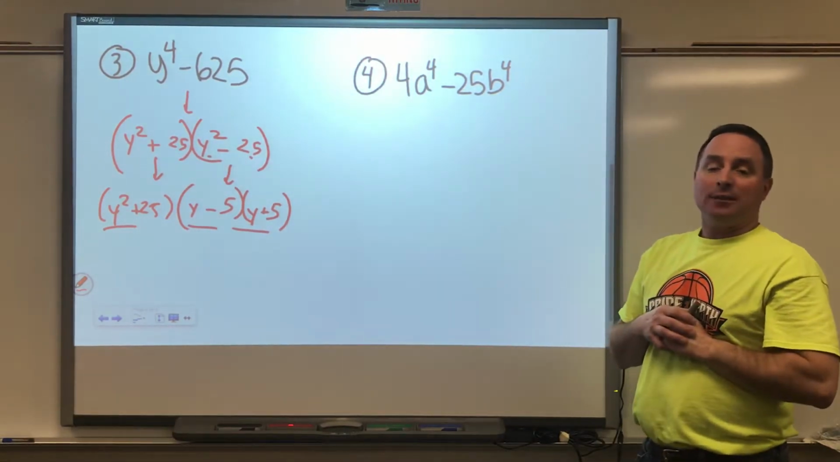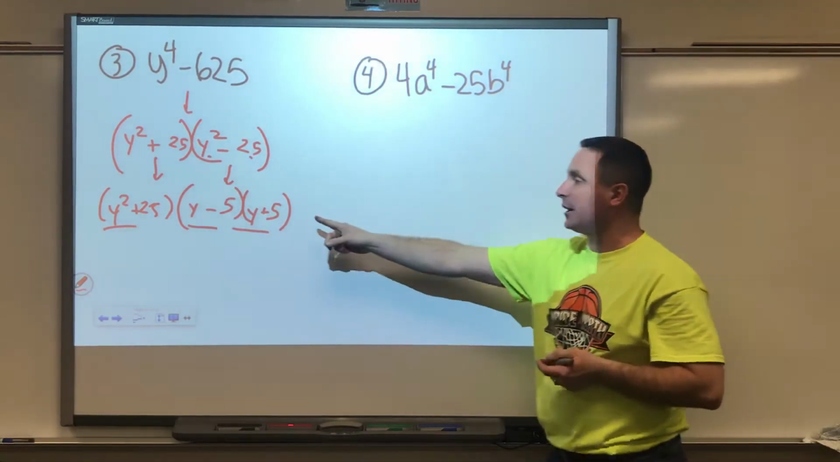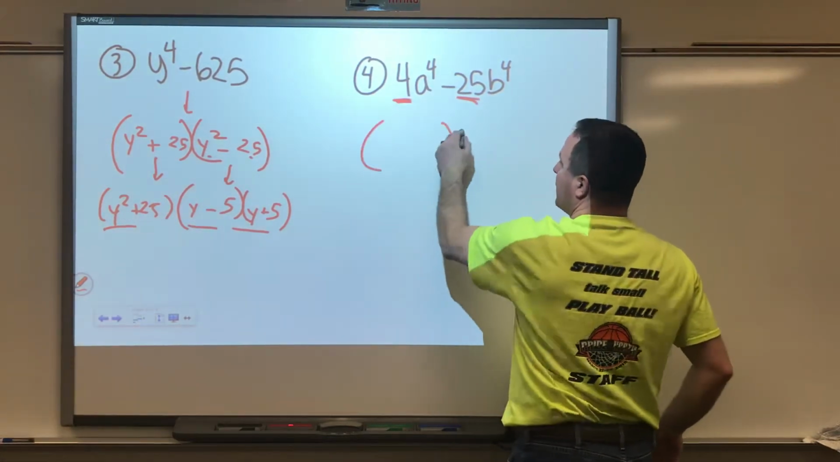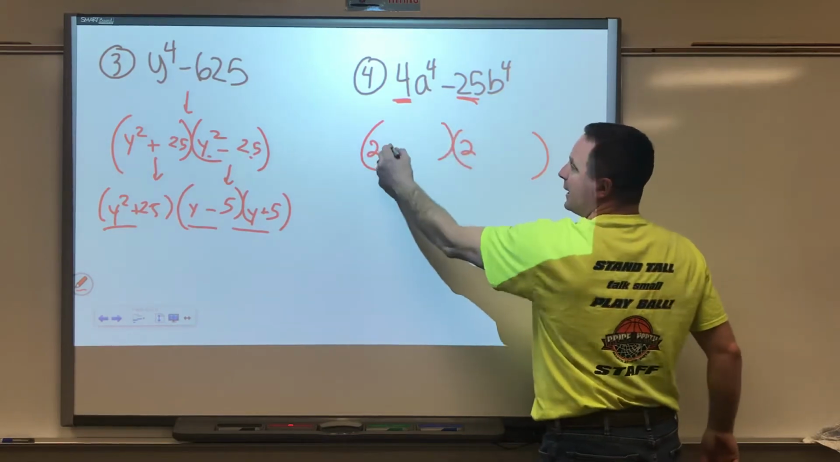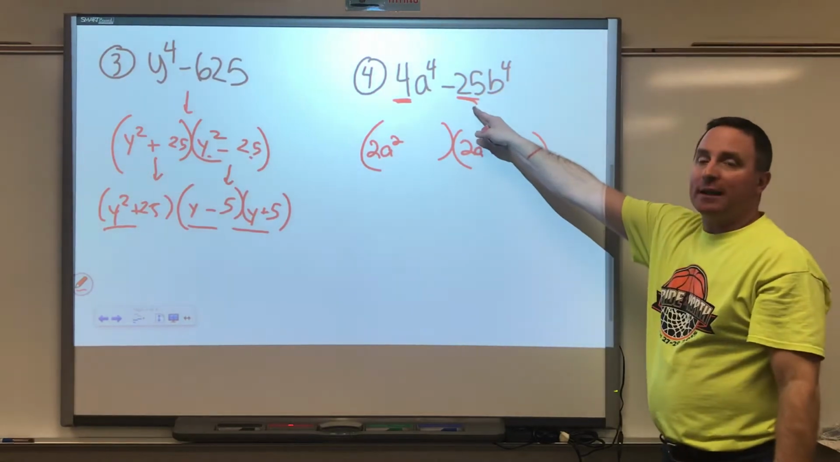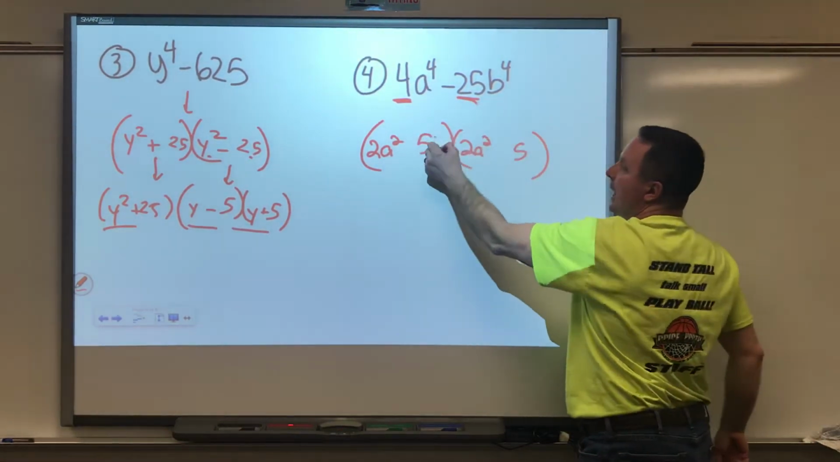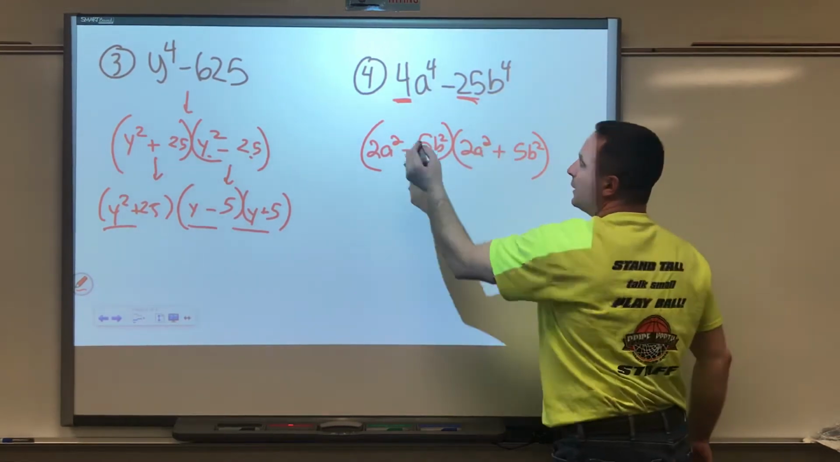If I look at this last one, same type of thing, but I have b's on the back end. That's okay. We can add variables on the end as well. Okay? But I like the number 4 and I like the number 25. 4 is a perfect square. It's 2 and 2. And a to the fourth would be a squared and a squared. 25 is a perfect square. The square root of 25 is 5. And b squared and b squared. 1 is plus and 1 is minus.